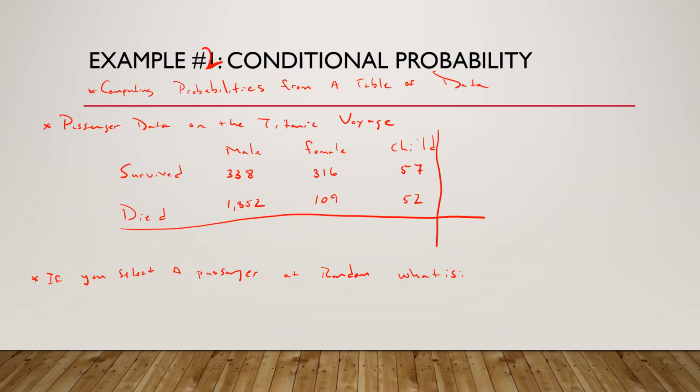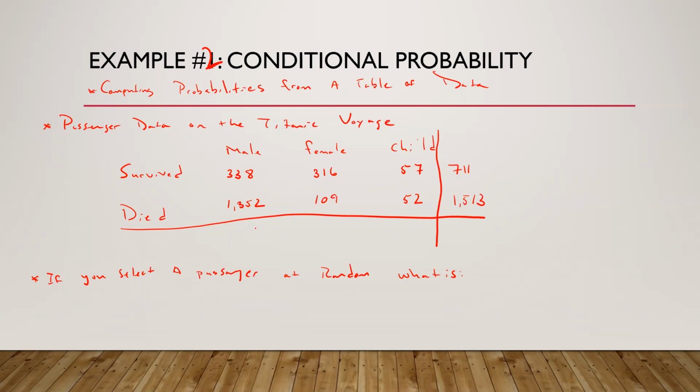Yeah, you want to add them all. Here's what you want to get: you want to get row sums and you want to get column sums, okay? I have these numbers just to save some time. If you add this number and this number, there were 711 people who survived the Titanic. And if you add these three numbers, there were 1,513 people who died on the Titanic.